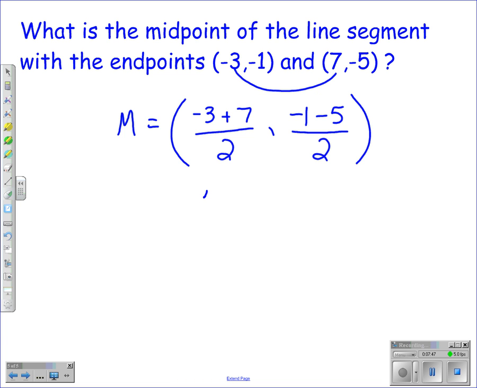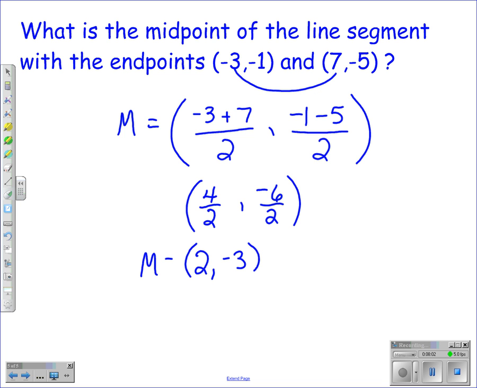Negative 3 plus 7 is 4, 4 divided by 2. And negative 1 minus 5 is a negative 6, all divided by 2. Simplify your fractions, and you get the midpoint being 2 comma negative 3. That midpoint is our answer. We put a box around it. Very simple formula actually, where you just add your x's together, divide by 2, add your y's together, divide by 2, and that completes your XY pair for your midpoint.